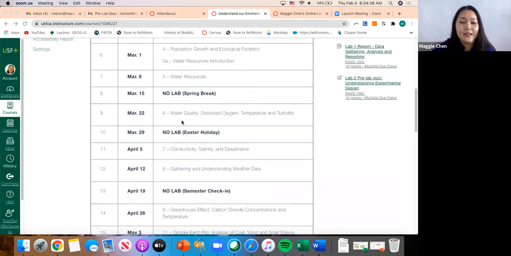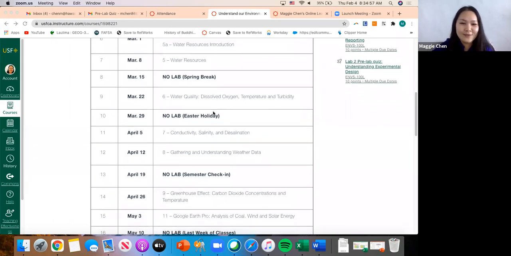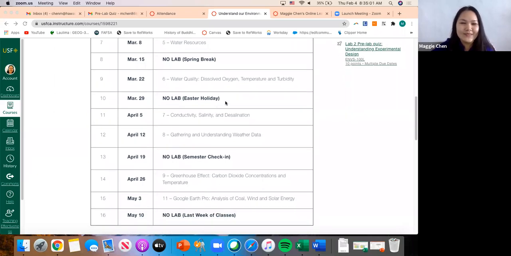On the week of March 22, we have Lab 6, which leads right into water quality, looking at different water quality parameters like dissolved oxygen, temperature, turbidity. How does that affect the organisms that live in water? How would that affect us? And then after that, there's no lab because there's an Easter holiday. So it's really well spaced out this semester, I think, with labs and then no labs.